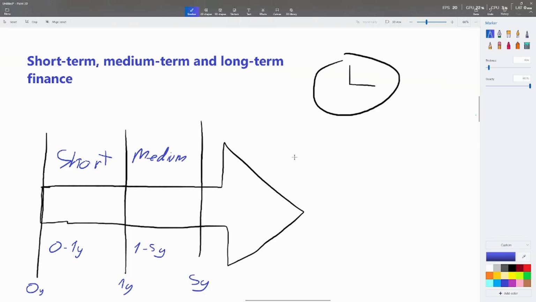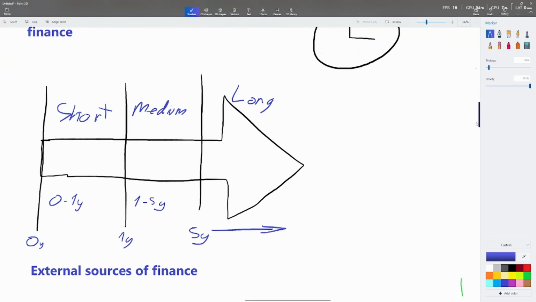And then you have long term, which is anywhere from 5 years and on. So it can be 20, it can be 25, it can be 60. However, it has to be more than 5 years.